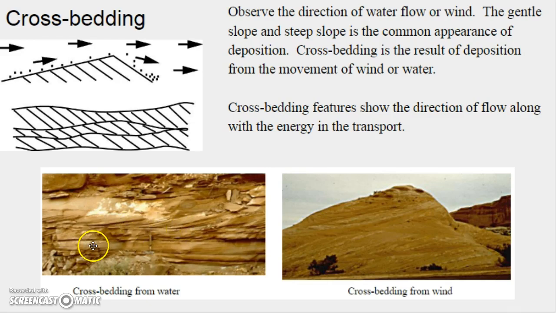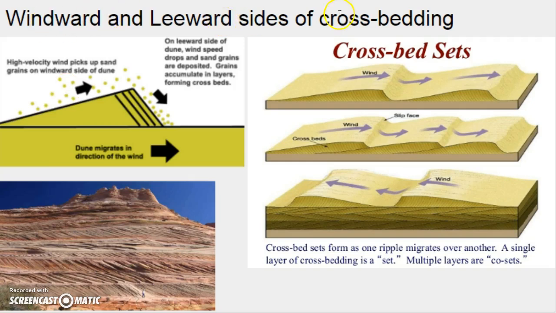Here we can see crossbedding from water, and here we can see a structure or landform from crossbedding from wind. So the windward and leeward sides of crossbedding. I want to make sure you make a drawing, and draw this picture right here and label this your windward, label this your leeward side.